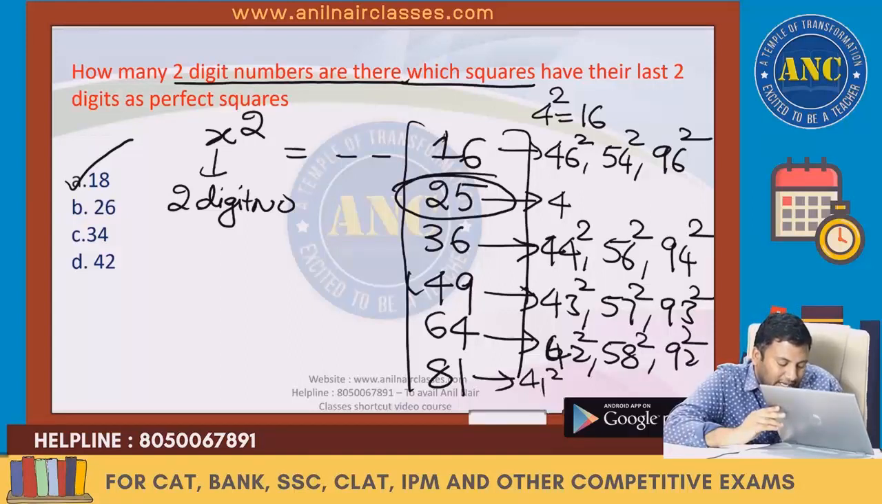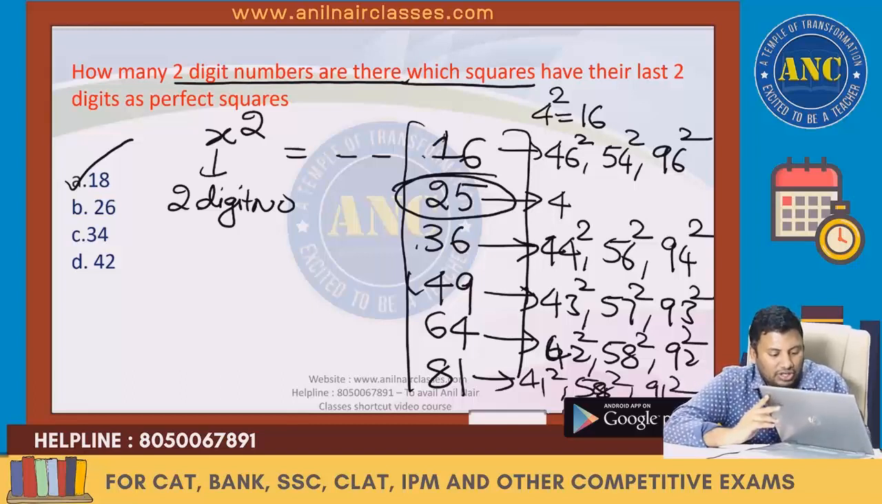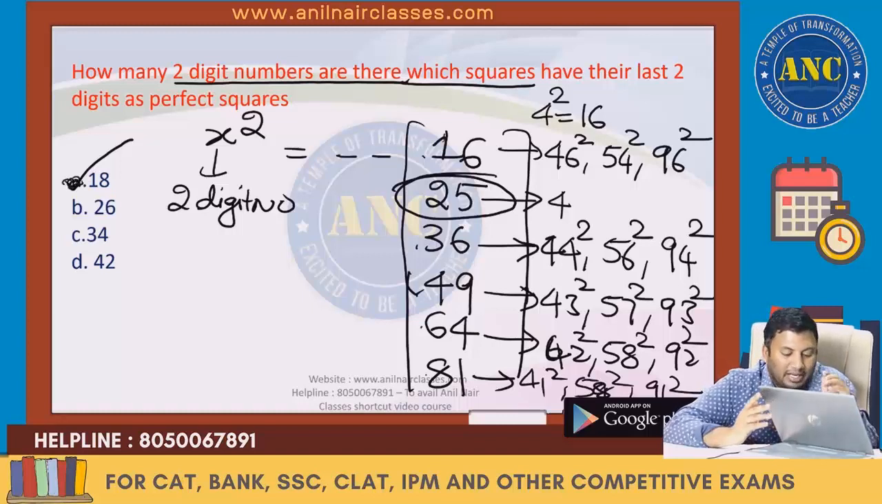81: 50 minus 9, 50 plus 9, 100 minus 9, 91 square. 3, 6, 9, 12, 15. I wrote 18, but I will be a little careful.